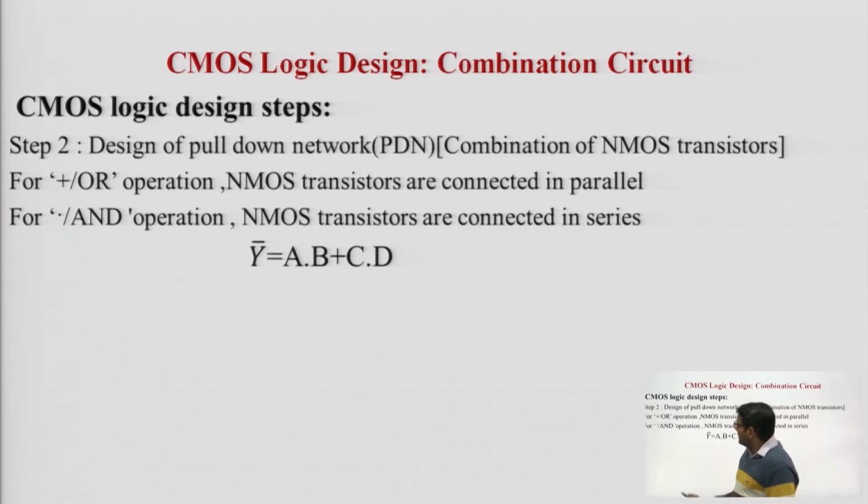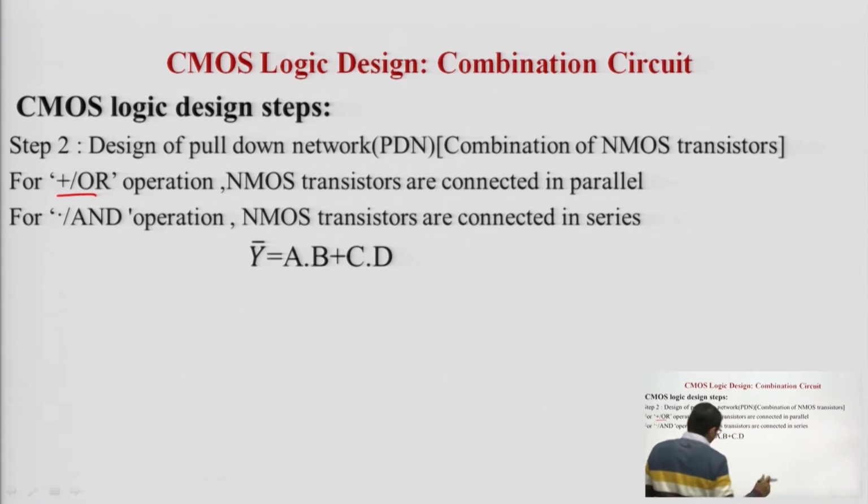First, in step 2, we design the pull down network. Pull down network means the combination of NMOS. So for the combination of NMOS, we define a series or parallel combination of NMOS. For a plus operation or OR operation, NMOS transistors are connected in parallel, and for a dot operation or AND operation, NMOS are connected in series.